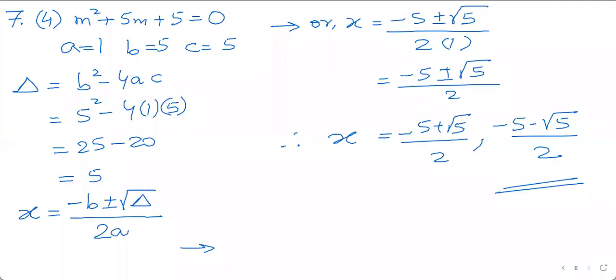Very good. Prachi is awake. We should not be writing x. We should be writing m, because m is the variable. Thank you, beta, for correcting me. It is m.